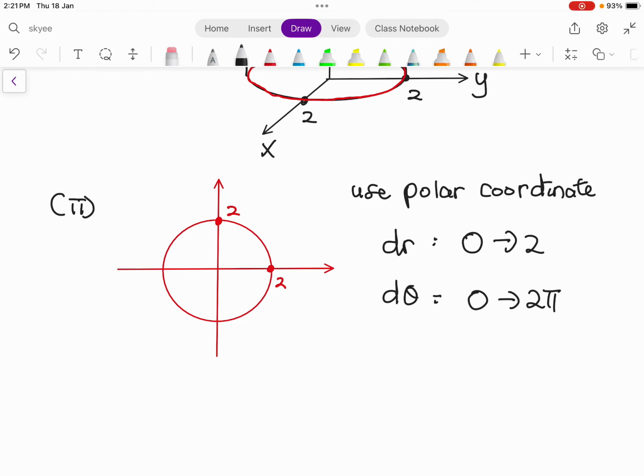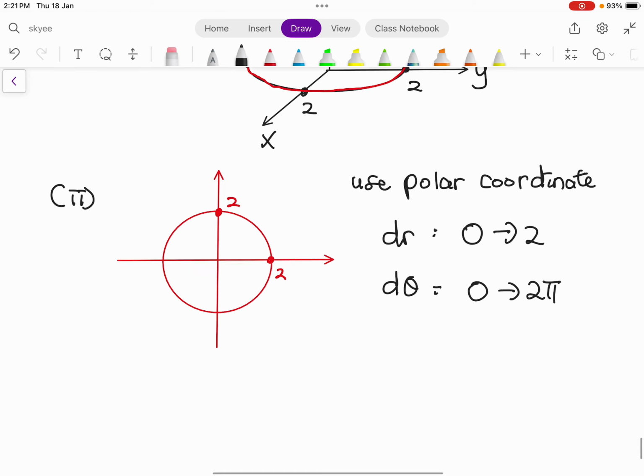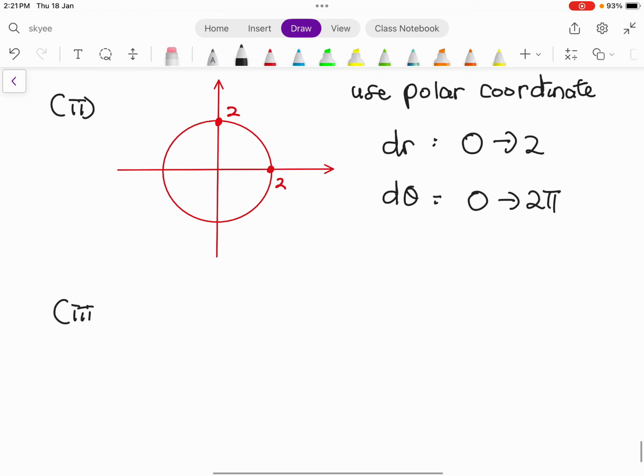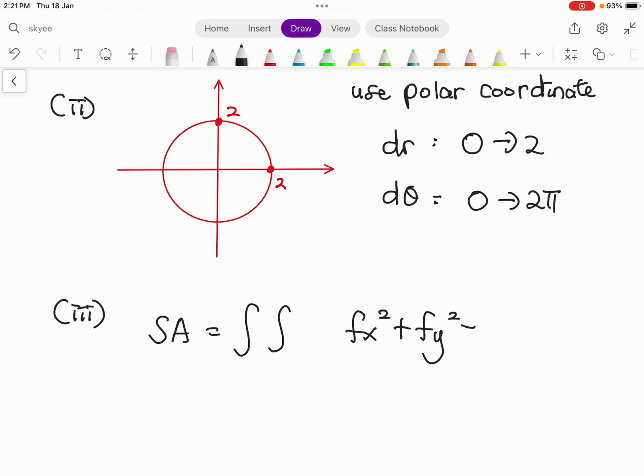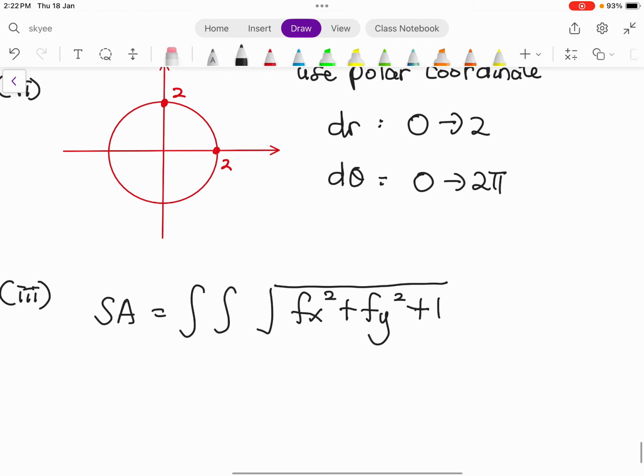But if you look at question number 3, they actually want you to find the surface area. Maybe I'll write down here the equation for the surface area: it equals the integral of the square root of fx squared plus fy squared plus 1. When you choose the xy projection, behind it will be dA. They ask you to define the interval because you need to know this interval for the surface area integration.